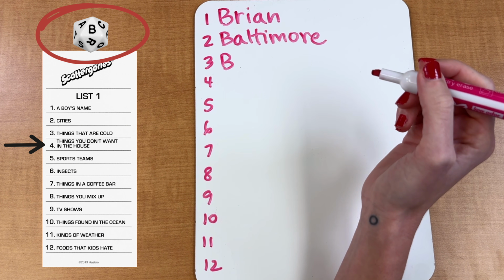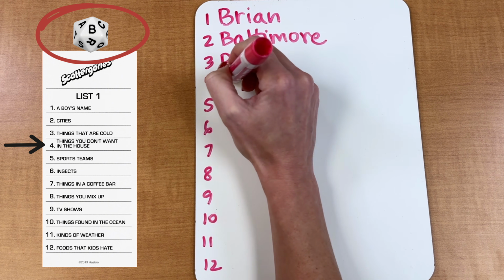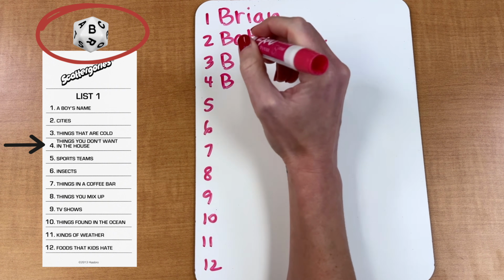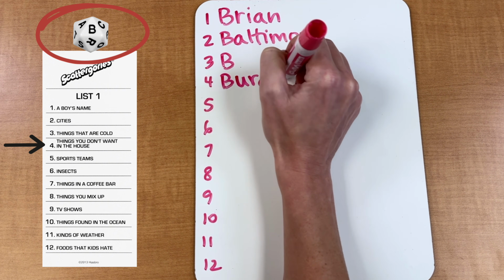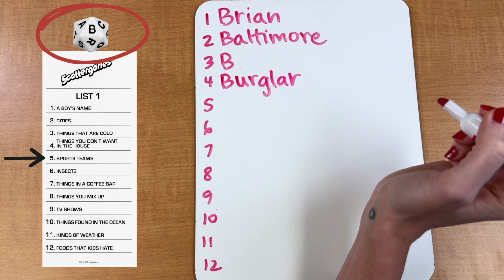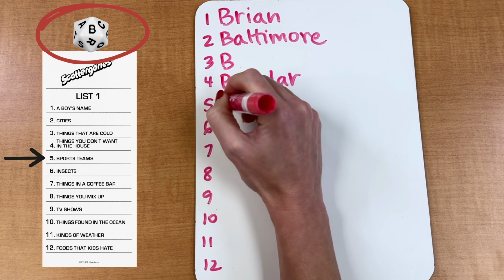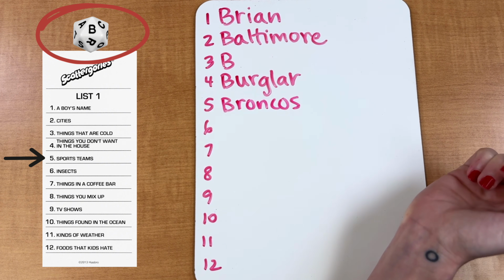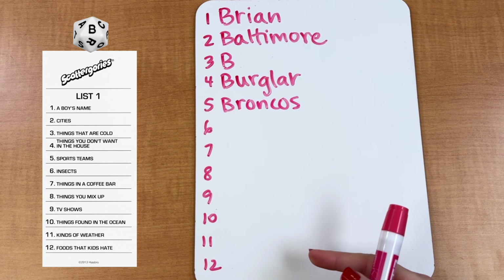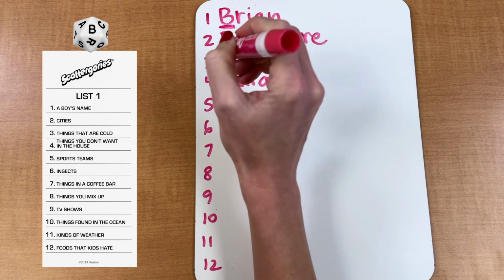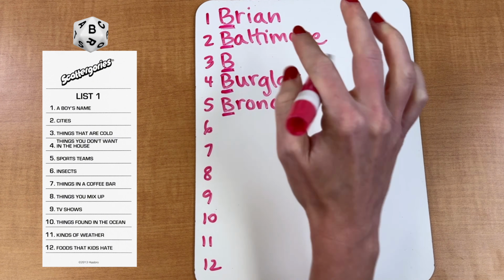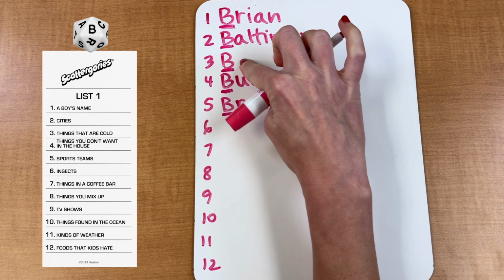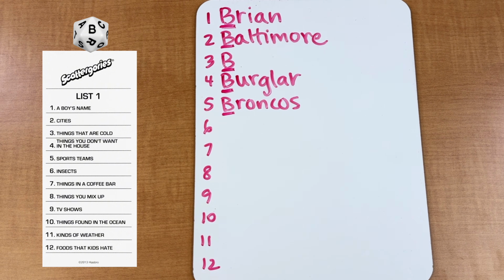Number 4, things you don't want in the house. That begins with a B. I'm going to write burglar. Number 5, sports teams. Has to begin with a B. How about the Broncos? All right, and you just keep going down the list like this. You can see that I'm using my letter B to start all of my answers. And sometimes you might not come up with one, and that is okay. Just skip it and keep on going.